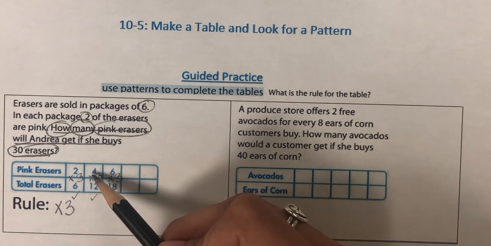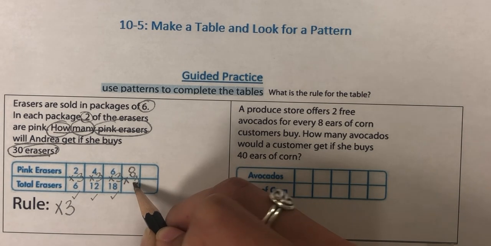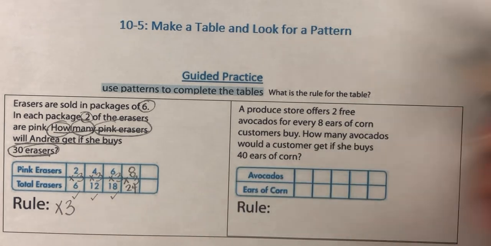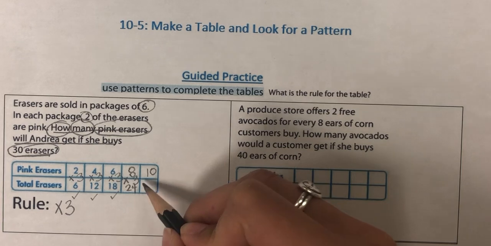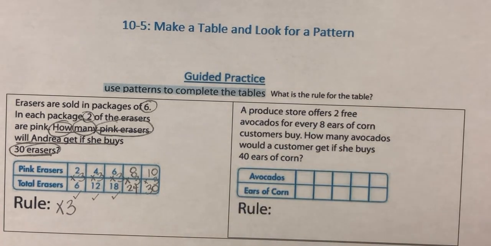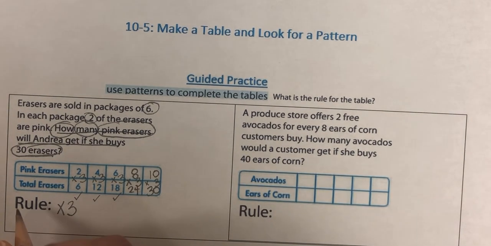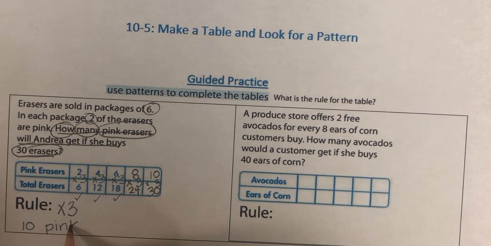So we have 2, 4, 6, 8. 8 times 3 is 24. 10, right? Skip counting my 2's on top. 10 times 3, and we get 30. So Andrea will get 10 pink erasers if she buys 30 erasers. So 10 pink erasers is our answer.